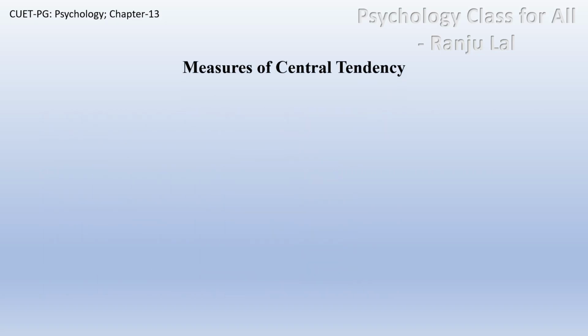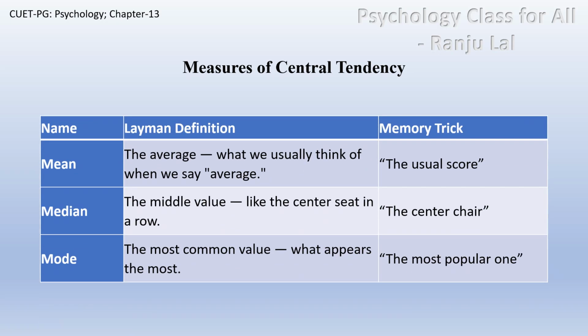Now, about measures of central tendency. There are three main ways a psychologist summarizes this kind of information. These are called the measures of central tendency. Here are the three names with mnemonics and their metaphors. The first one is mean, that is the average, what we usually think of when we say average. The memory trick for mean is the usual or the average score.